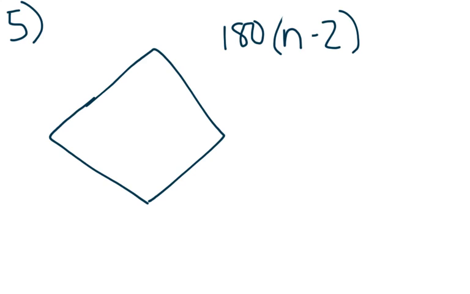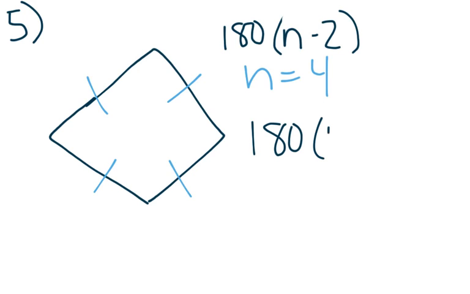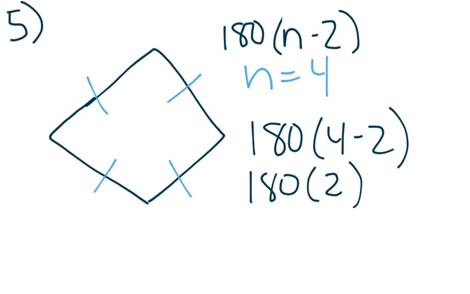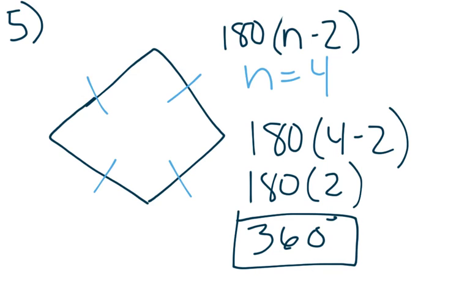For number 5, we have what looks like a quadrilateral, or a shape with 4 sides. That's what a quadrilateral is. Quad means 4. So n equals 4, and we are going to substitute that in. 180 times 4 minus 2, and 4 minus 2 equals 2. So 180 times 2 is 360 degrees. Anytime you see a shape with 4 sides, it's pretty much always going to be 360 degrees. Trapezoids, rectangles, squares, rhombuses, parallelograms, all 360 degrees.